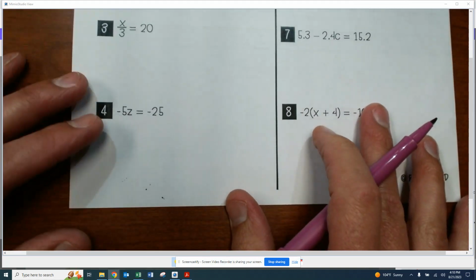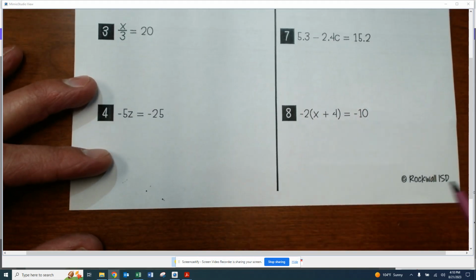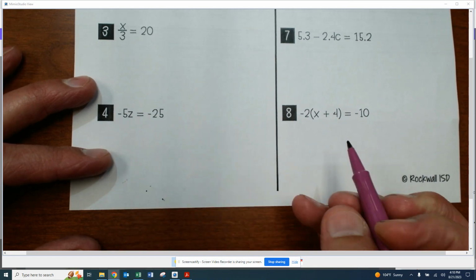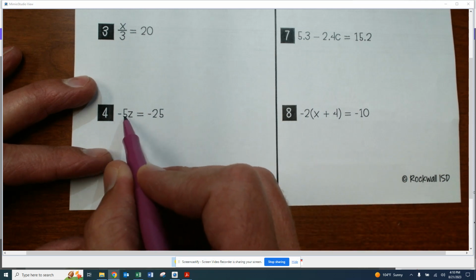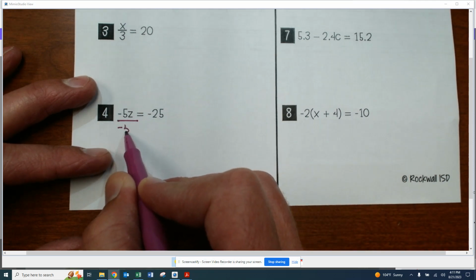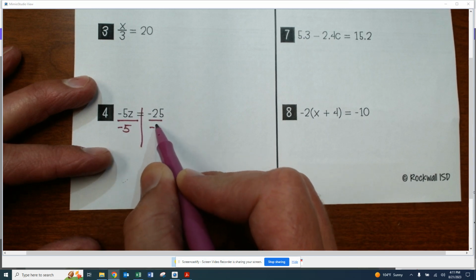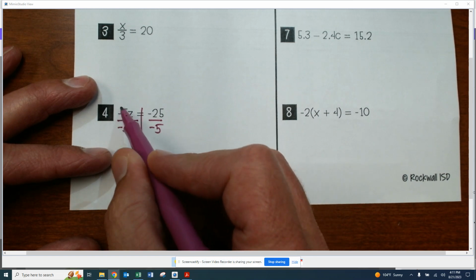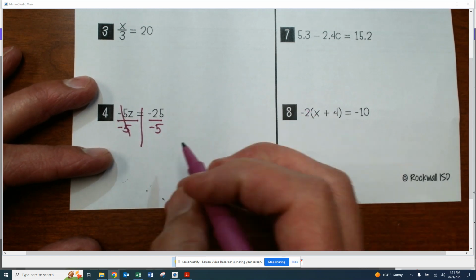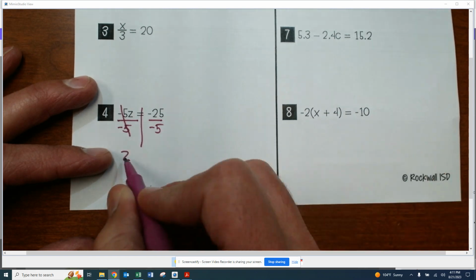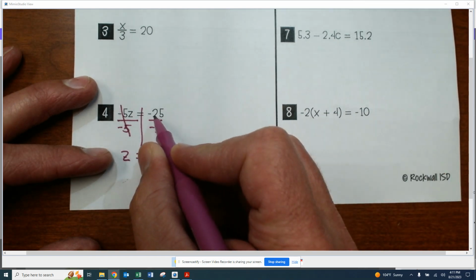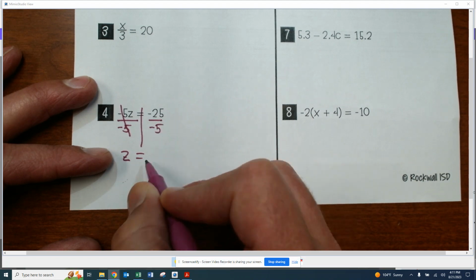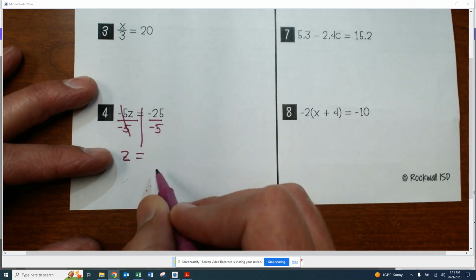We'll go ahead and look at problem number 4. Again, this is just a quick review. In problem number 4, we have negative 5z equals negative 25. Our inverse operation, the opposite of multiplying, is dividing. And whatever we do to one side, we have to do to the other. Negative 5 divided by negative 5 reduces that down to 1. So therefore, z equals negative 25 divided by negative 5. A negative divided by a negative is going to be a positive, and 25 divided by 5 is 5.